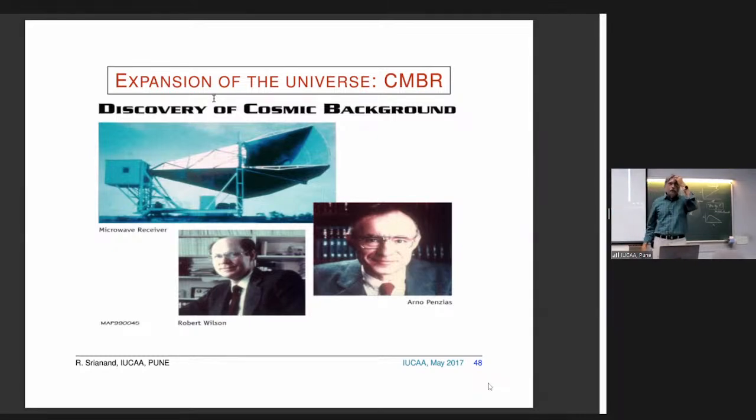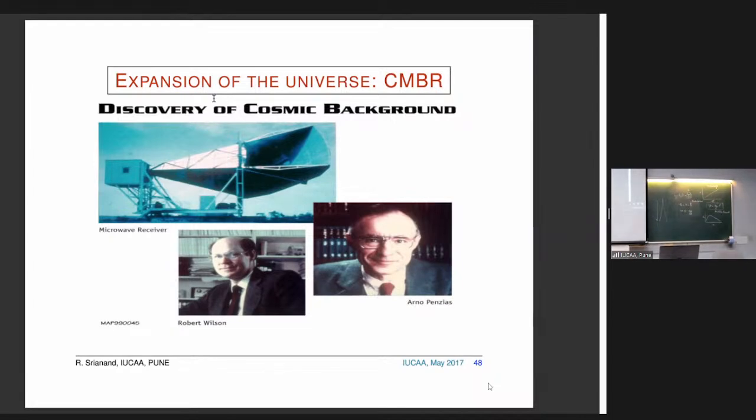So what one can do, instead of asking the question, what is the temperature at the previous time, you can ask what is the temperature if I take different redshifts. If I take objects at different redshifts, if the redshift is higher, the temperature should be larger. If the redshift is smaller, the temperature should be smaller. You are with me now? Should I explain again? Okay.